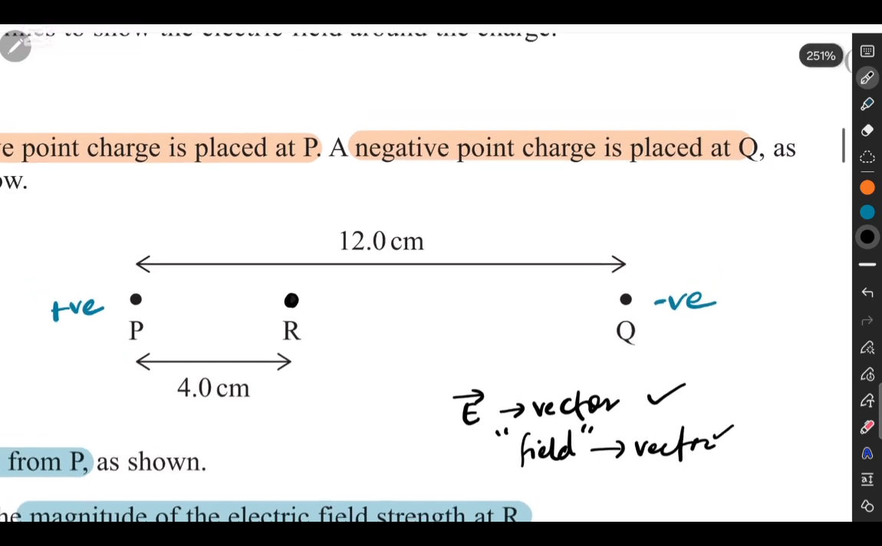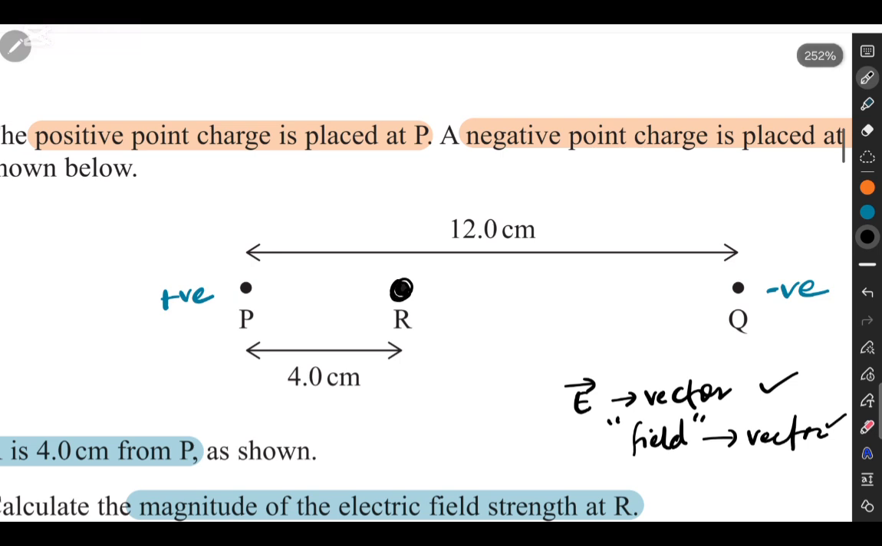Make sense? Now, at R, there are two fields acting. How do you find the direction of field? Assume that I put a positive charge here, because our field direction is decided by that positive charge. Then this positive and this positive will repel. So P will exert an electric field in this direction. Then Q will attract the positive charge, so it will exert a field in this direction. This is the electric field of Q.